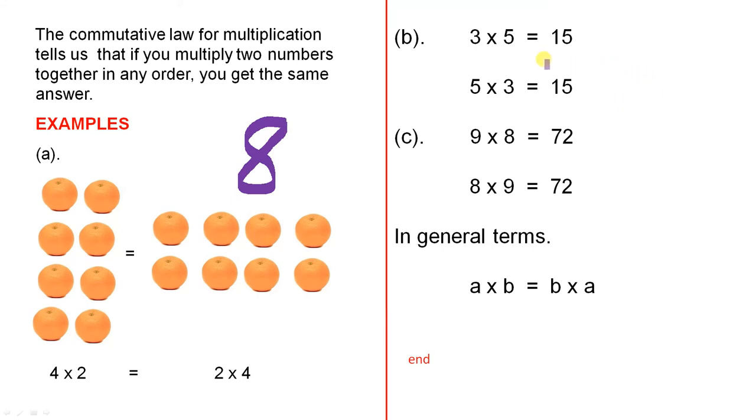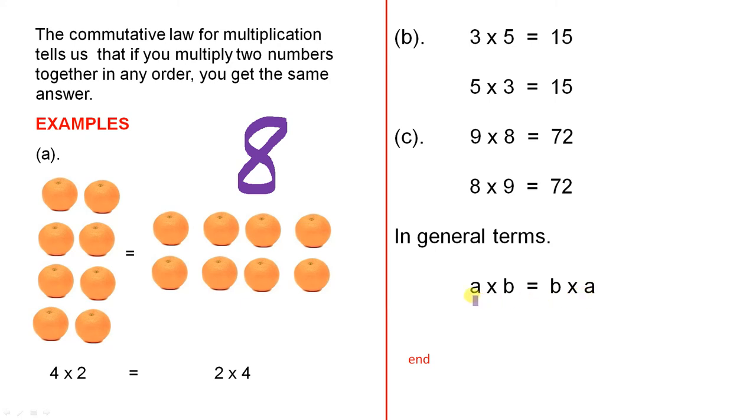Using numbers, 3 times 5 equals 15. 5 times 3 equals 15. So the 3 and the 5 can be in any order, and you still get 15. 9 times 8 equals 72. 8 times 9 equals 72. The 9 and the 8 can be in any order. In general terms, that means A times B equals B times A.